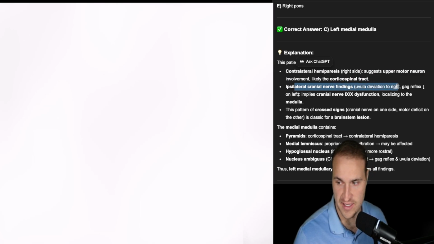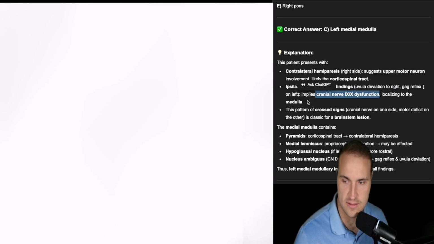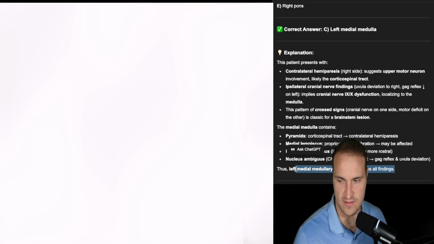So the uvula deviates to the right, and gag reflex on the left means that we have a cranial nerve 9-10 dysfunction. So the medulla is localized. There's the cross sign for brainstem lesion, and our medial medulla contains pyramids, medial lemniscus, hypoglossal nerve, and nucleus. So it's the left medial medullary infarction.